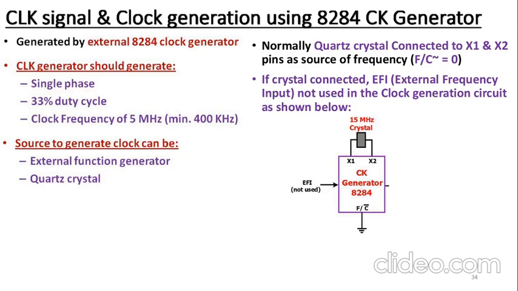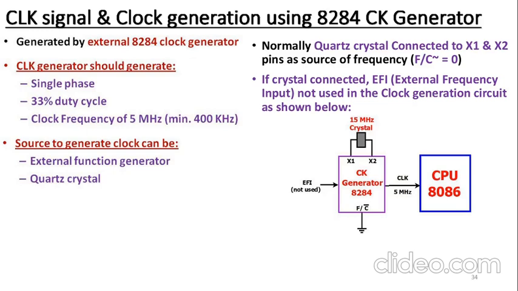At the bottom it is shown, and the external frequency input EFI pin is not used at all because it is used for function generator. I am not using function generator as the source of frequency. And then this clock generator output is connected as the clock for 8086 CPU, and this clock will be of 5 megahertz. Okay, try to correlate the frequency of that crystal and frequency of that clock which is connected to the microprocessor.